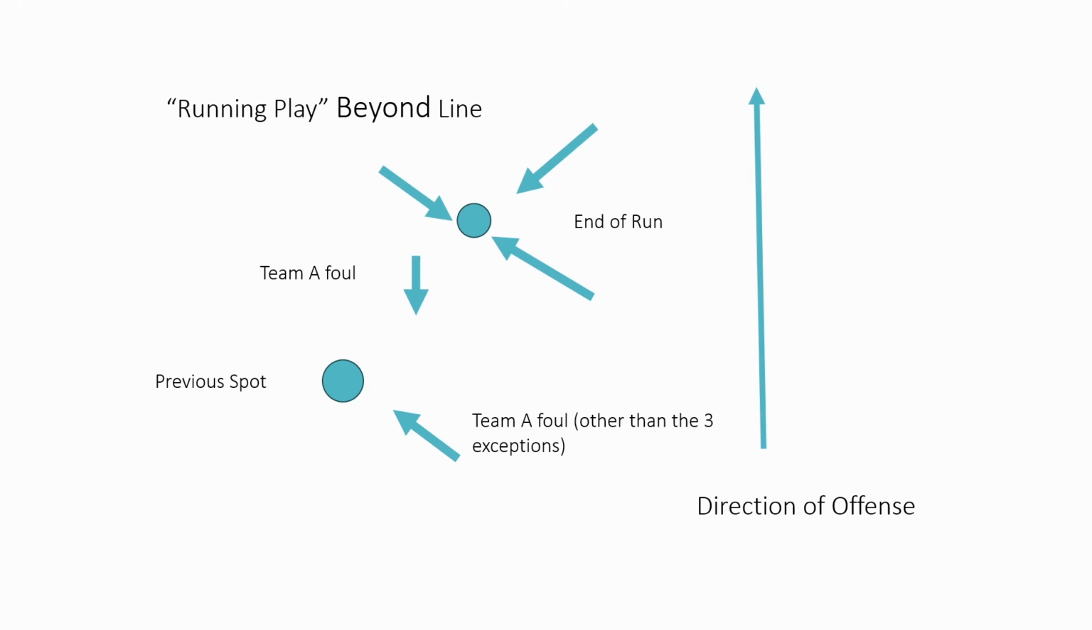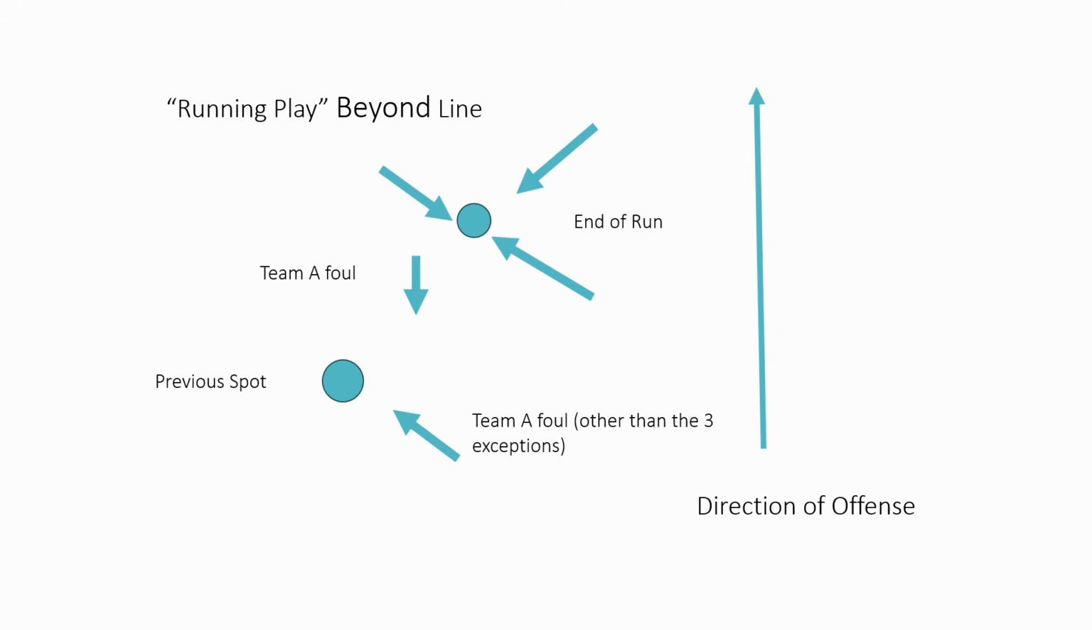However, a Team A foul behind that spot but beyond the line of scrimmage would be a spot foul, as shown by the arrow indicating the spot of the foul. And no matter how long the run is, if there's a foul by A other than one of the three exceptions, and that A foul is way back behind the previous spot, that would now be previous spot enforcement.